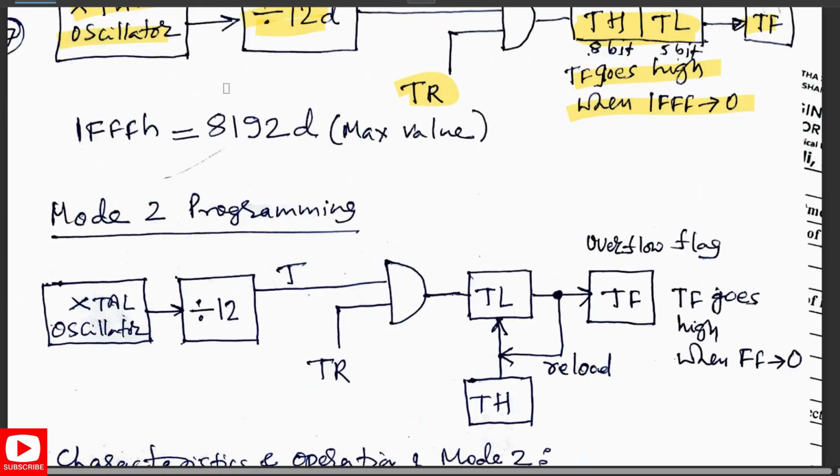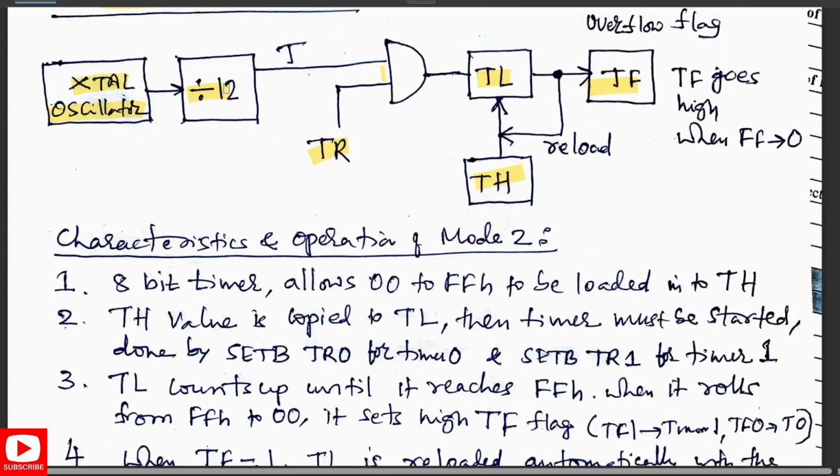And the mode 2 programming: here the XTAL oscillator divided by 12 is given to the AND gate, and then we give the TR that is given to the TL and the TH. Here both are mentioned separately. And the overflow flag, so TF goes high when FF rolls over to 0. Let us see how this operation works.